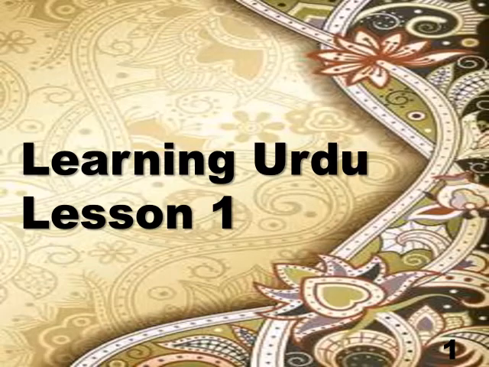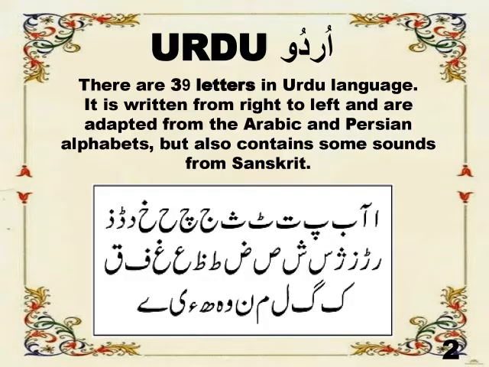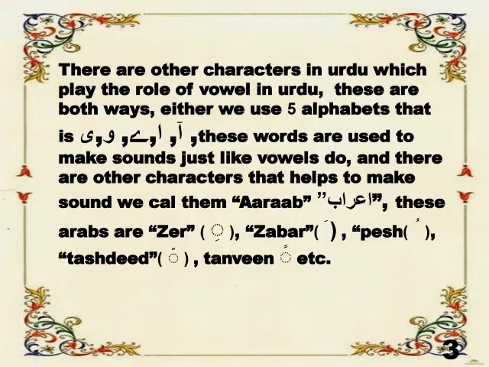Learning Urdu, Lesson 1. There are 39 letters in the Urdu language. It is written from right to left and is adapted from the Arabic and Persian alphabets, but also contains some sounds from Sanskrit. There are other characters in Urdu which play the role of vowels.